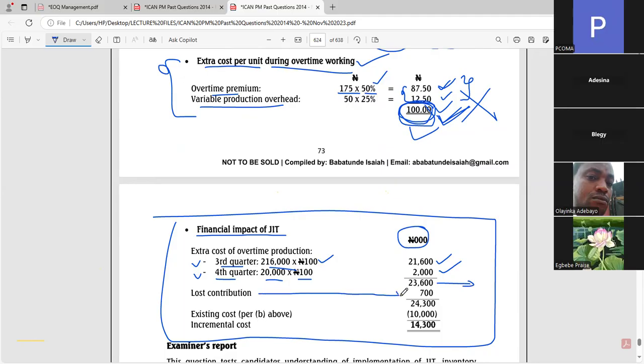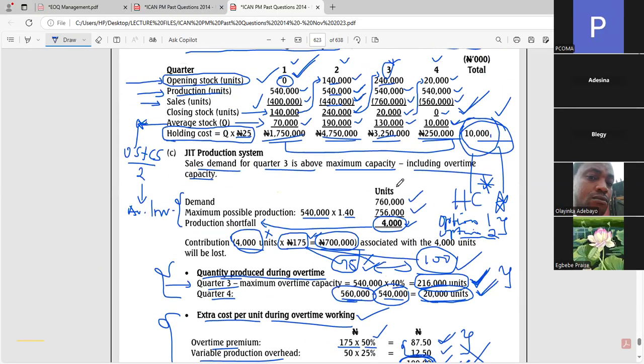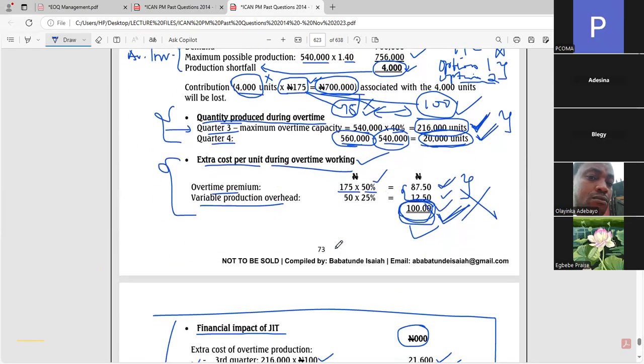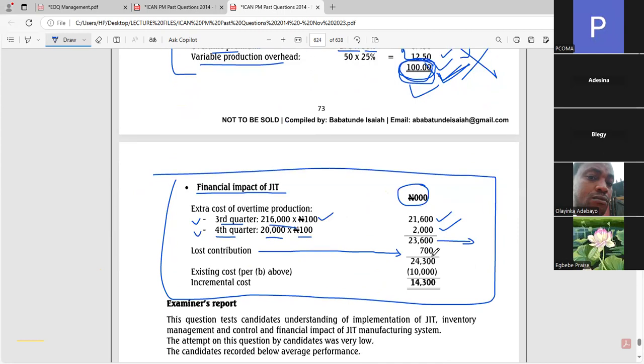Don't forget that even at the point of working overtime, we lost money. If we had a warehouse, we would not have lost the 4,000 units. But because we don't have a warehouse, we are bearing the consequences of that 4,000, which we valued at 175 naira, giving 700,000. We add it to the 23,600 to give the total cost of operating just in time. So if we operate just in time, we will spend 24,300. But if we had operated with a warehouse, we would only spend 10,000. So the incremental cost is 14,300.